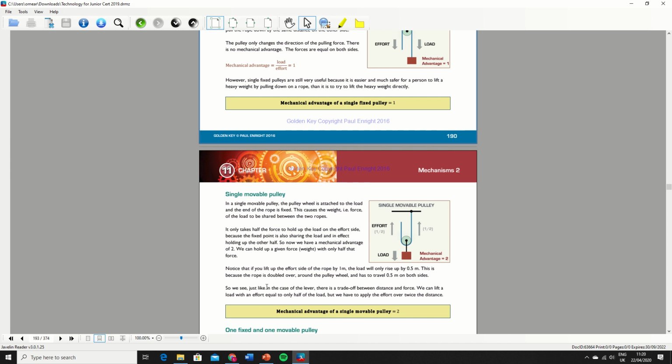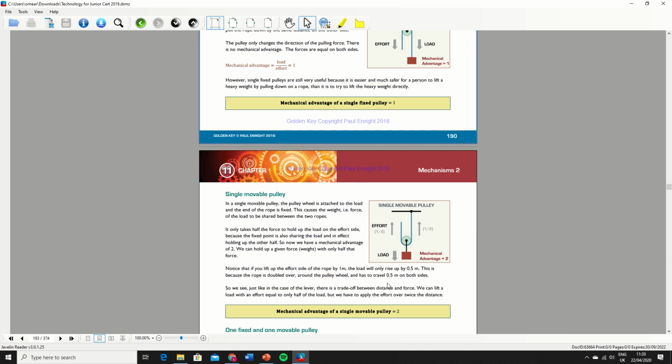So we see, just like in the case of the lever, there's a trade-off between distance and force. If we lift a load with an effort equal to only half its load, we have only applied the force over twice its distance. That's how they explain it, although it's awkwardly phrased, those two sentences there.